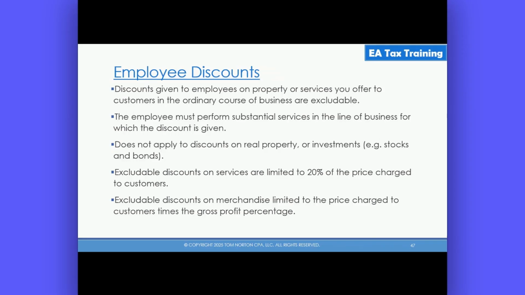Excludable discounts on services are limited to 20% of the price charged to customers. So if you're a law firm and you're giving your employees free legal services, the only amount that you can exclude is 20% of what a regular client would have paid for that same work. Excludable discounts on merchandise are limited to the price charged to customers times the gross profit percentage. In other words, if you're selling something for $100 and your profit margin on that is $25, then you can only exclude $25 of that $100 item.